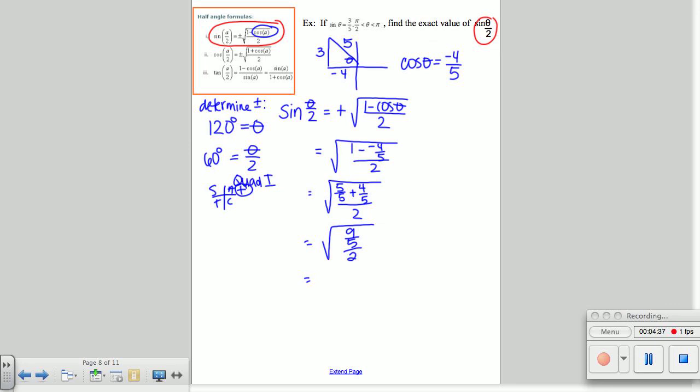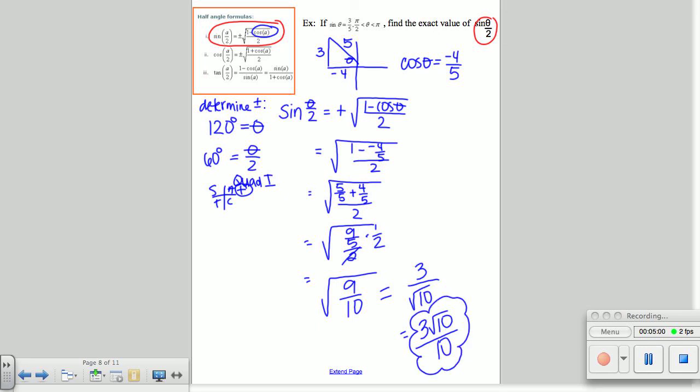Dividing by 2 is like multiplying by a half, so we're going to get the square root of 9/10. If I take the square root at the top, I get 3, and on the bottom, the square root of 10. And I can do a little more rationalizing and get 3 root 10 all over 10. So that's the exact value of the sine of theta over 2, half of theta, if the sine of theta is 3/5.